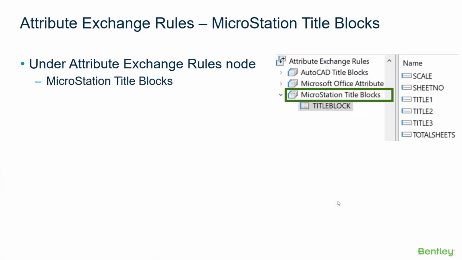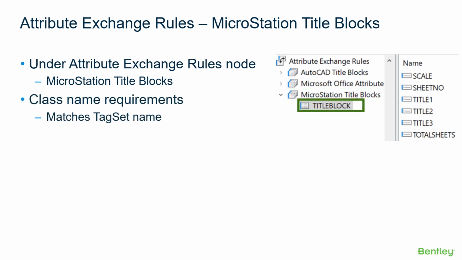Attribute exchange rules and settings for MicroStation applications are administered within ProjectWise Administrator, located under the Attribute Exchange Rules node called MicroStation Title Blocks. For MicroStation applications, when creating an attribute class, the name must match a tag set in the drawing with the same name. Attribute Exchange will search the drawing for all tag sets that match any of the MicroStation Title Blocks classes created. For example, a class could be created for a tag set for title block information, and another class could be created for a tag set for station offset match lines.